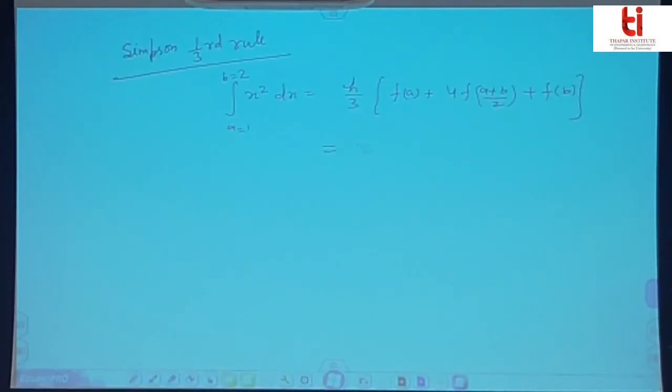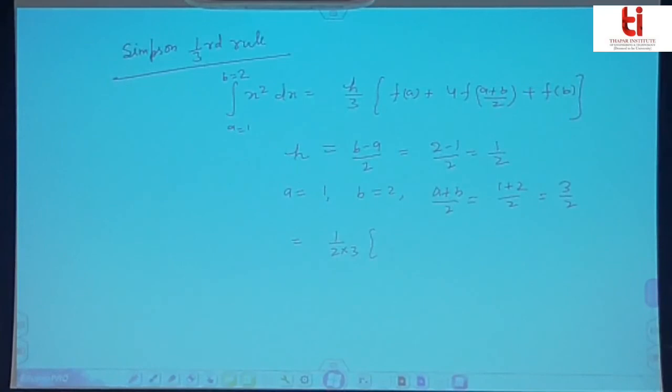Now h upon 3. In this case, what is h? h equal to (b minus a) upon 2. Okay, in the trapezoidal rule, h is b minus a. In Simpson 1/3, it is (b minus a) upon 2, because we are dividing the whole interval a to b into 2 parts. So it is (2 minus 1) upon 2, that is 1 by 2. Okay, a equal to 1, b equal to 2, and (a plus b) upon 2 is (1 plus 2) upon 2, that is 3 by 2. So h upon 3 is 1 upon 2 into 3.